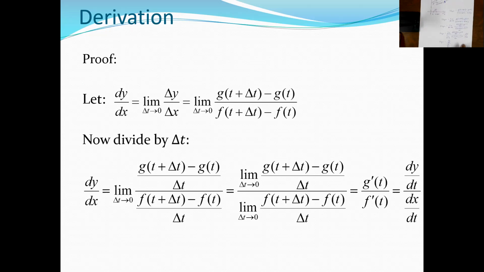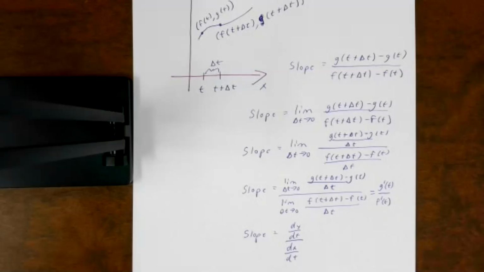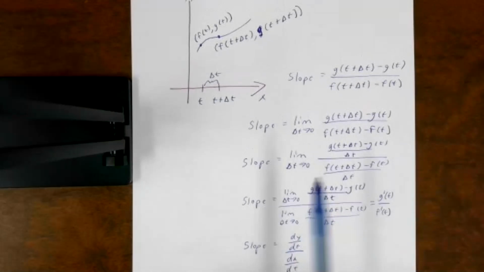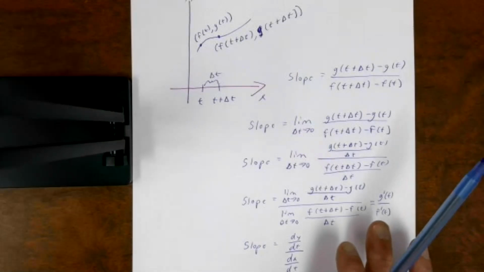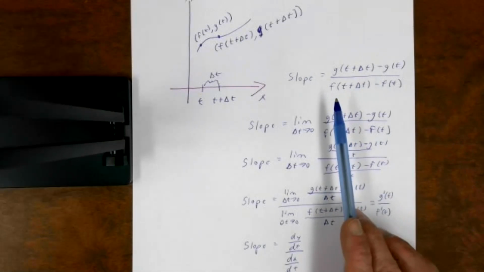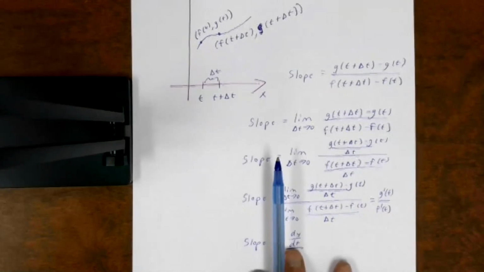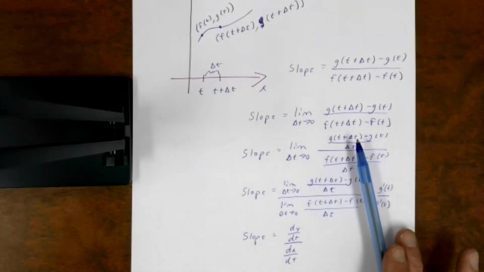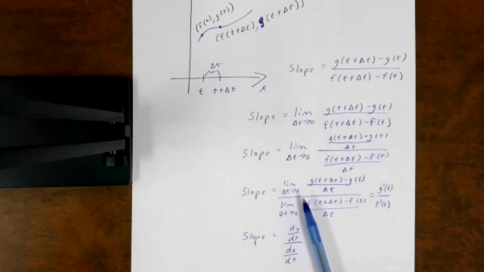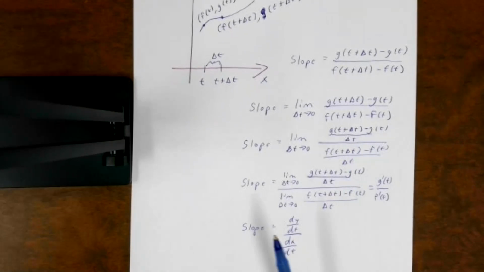So again, using these 2 points on the curve, we can set it up as the limit of this difference using the slope formula. That will simplify to get the derivative of both g and f, and we're done. We get this dy dt over dx dt.